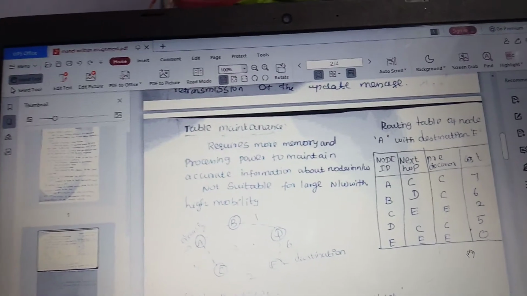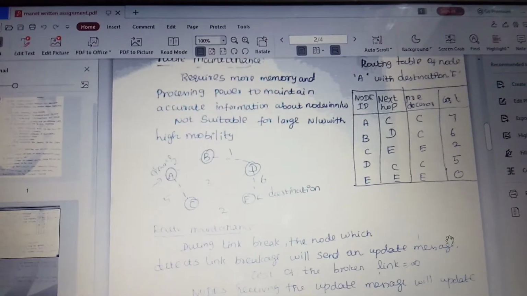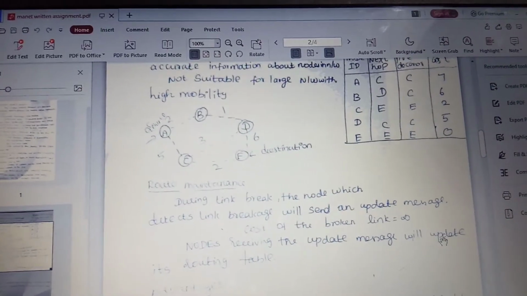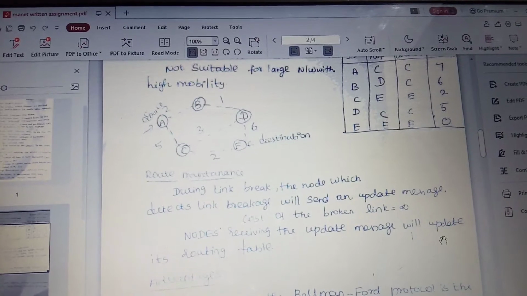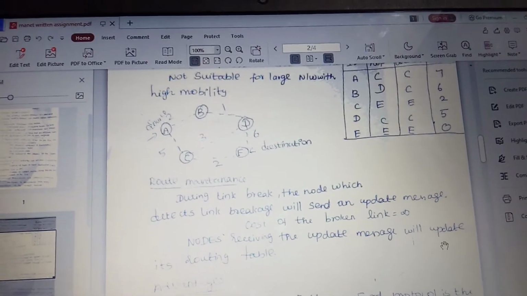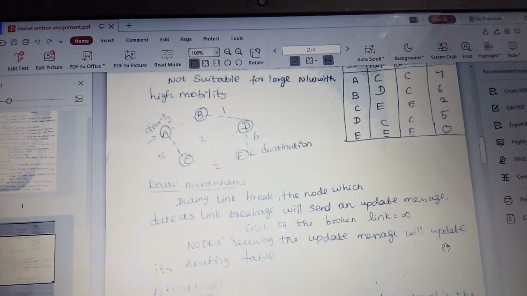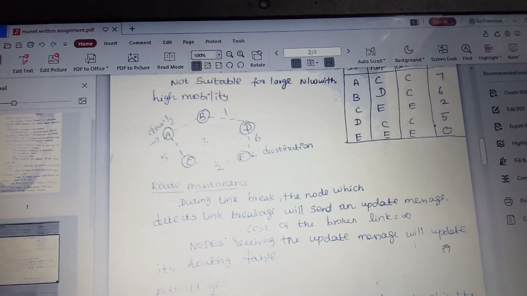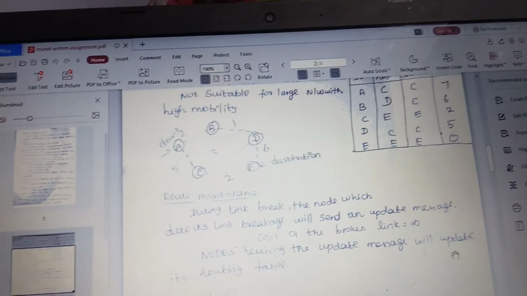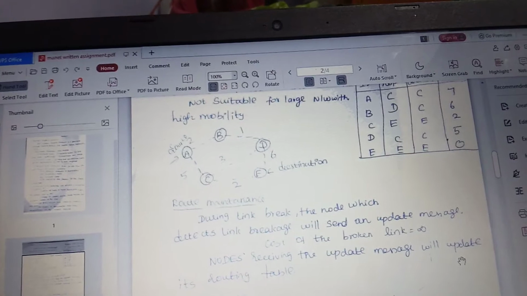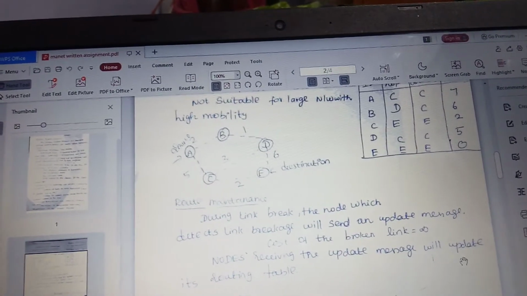Next one is route maintenance. During a link break, the node which detects the link breakage will send an update message. The cost of the broken link will be infinite. Nodes receiving the update message will update their routing tables.